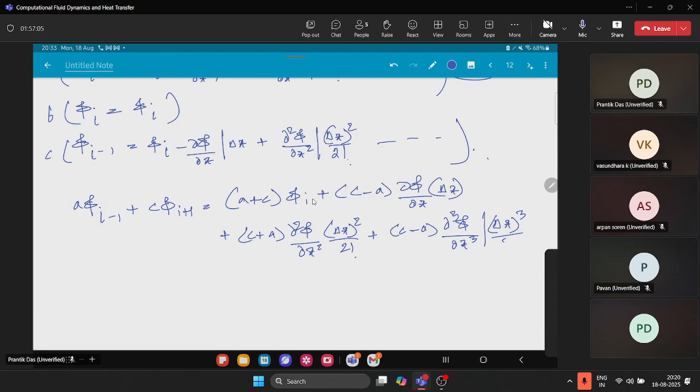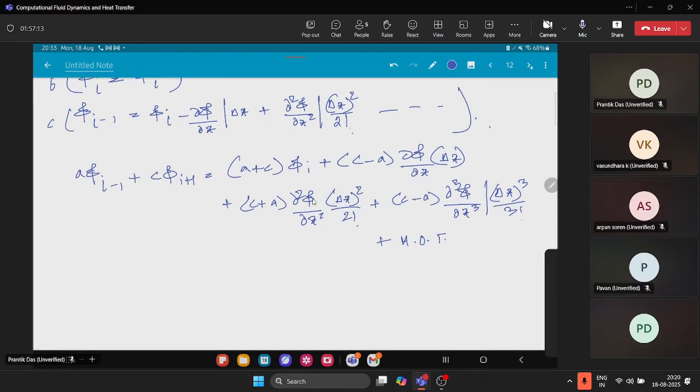These I have derived in the previous class, by the way. So I'm directly writing it. I hope I am right. So a plus c is basically equal to 1. In the previous class, I had taken c minus a equal to 1 and a plus c equal to 0, since I only wanted to find out the derivative. But now I am basically finding phi I as a function of phi I plus 1 and phi I minus 1, and therefore a plus c is equal to 1. I think Vasundhara actually asked me in the previous class. So now a is half, c is half.